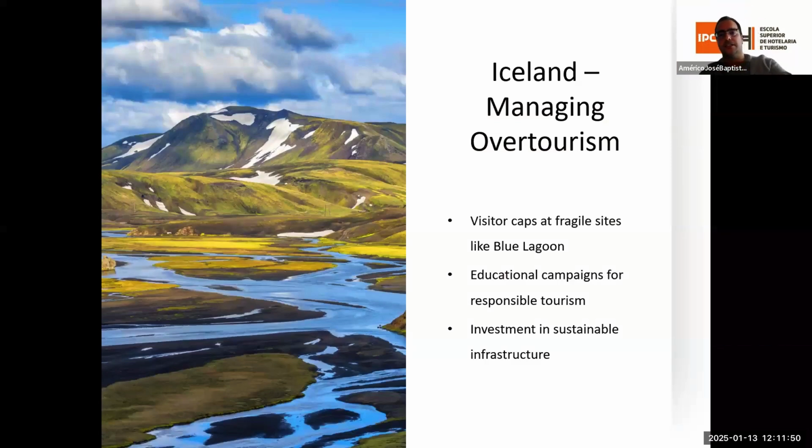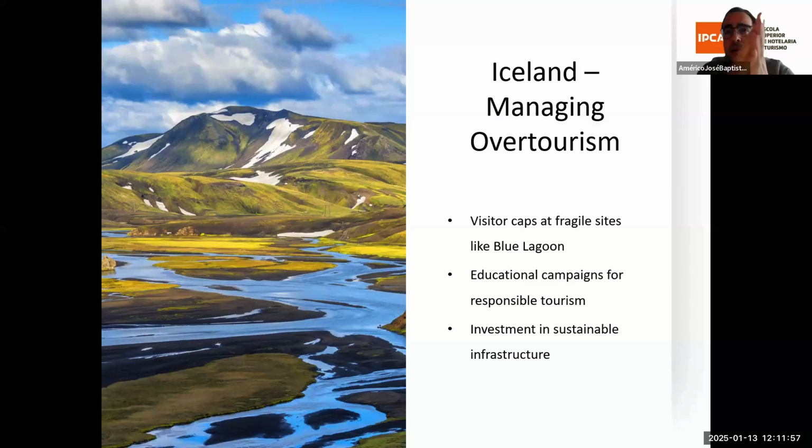Iceland. Iceland is recognized for volcanoes, but Iceland has become a case study in managing over-tourism, especially after a surge in visitors following the eruption of the volcano. The government has implemented measures such as visitor caps at fragile sites like the Blue Lagoon, promotion of responsible tourism, and investment in sustainable infrastructure.